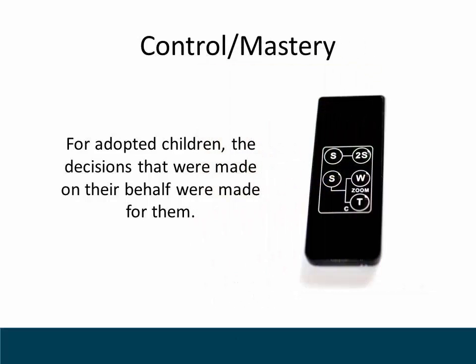The last core issue in adoption is mastery and control. Adopted children feel a lack of control about major life decisions that were made on their behalf. Adopted children have little or no control over the events that led up to their relinquishment, and with few exceptions, have very little control over their adoption. Adopted children may behave in over-controlling ways as a way to compensate for their feelings of powerlessness over their lives. They may also engage in power struggles with authority figures and parents.